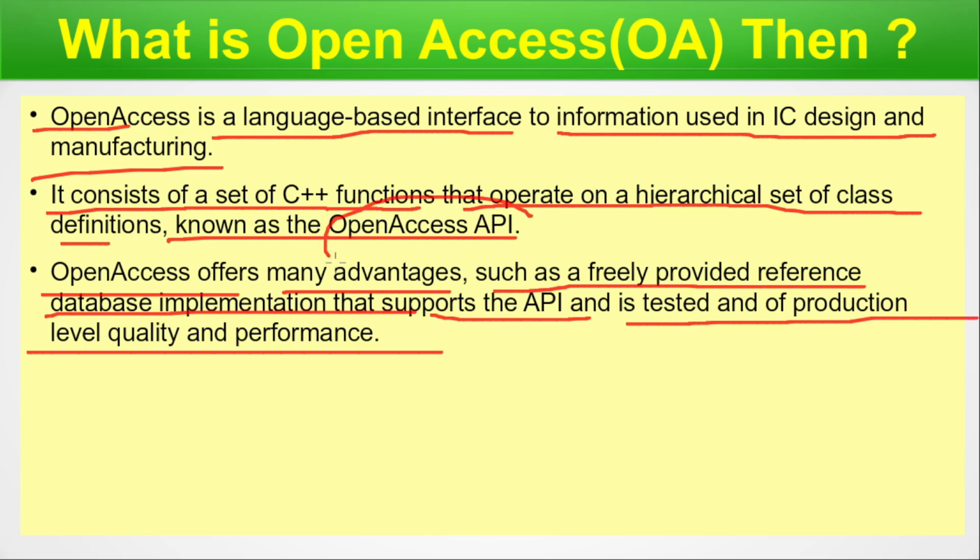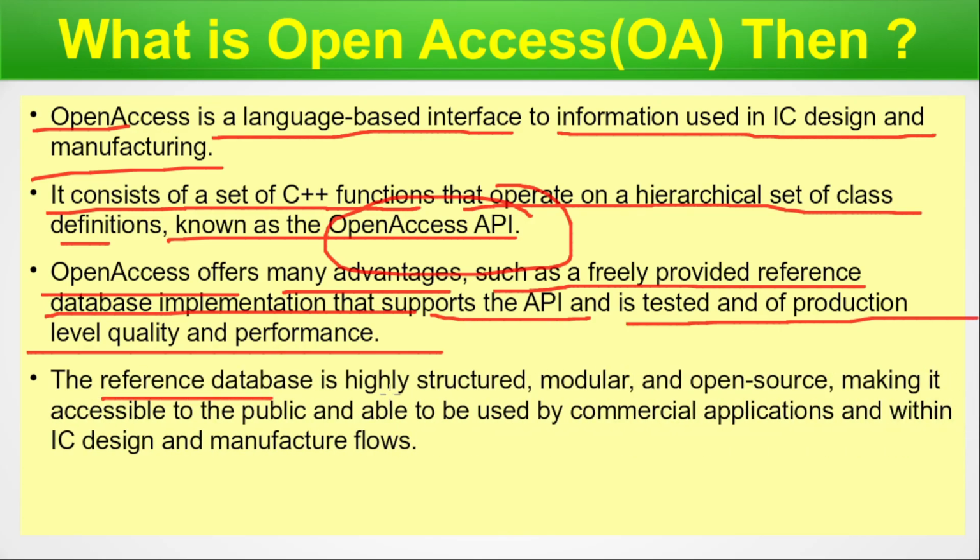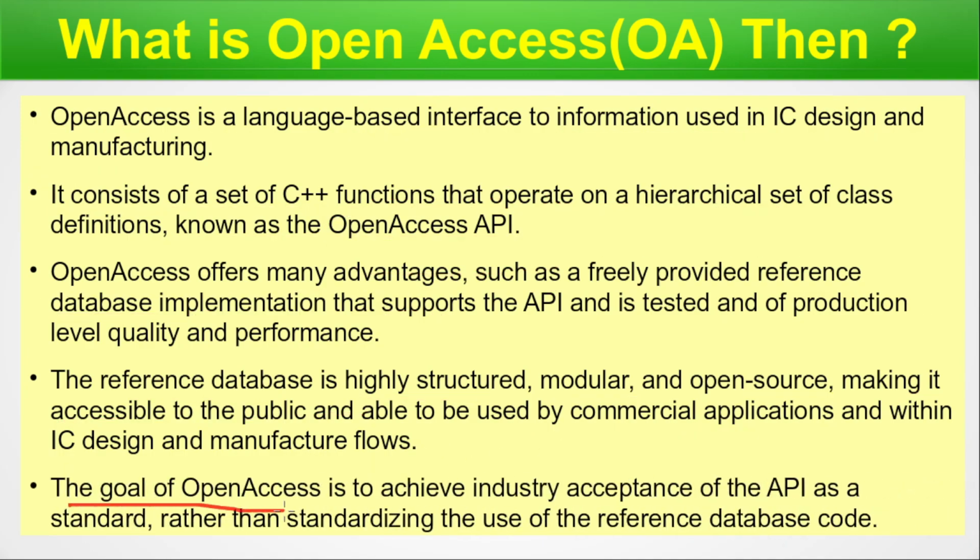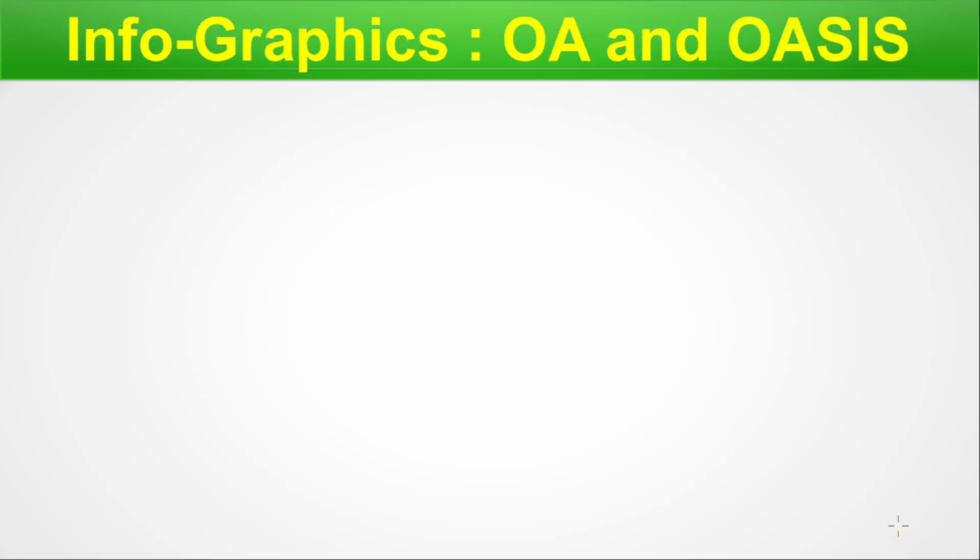So Open Access is a kind of API, that is the application programming interface, in the layout tool. What it takes in, what it gives out, we will see in the infographic. The reference database is highly structured, modular and open source, making it accessible to the public and able to be used by commercial applications within IC design and manufacture flows. The goal of Open Access is to achieve industry acceptance of the API rather than standardizing use of the reference database. So these are very highly technical terms that you get here. Now let's move to a simpler explanation with the infographic.